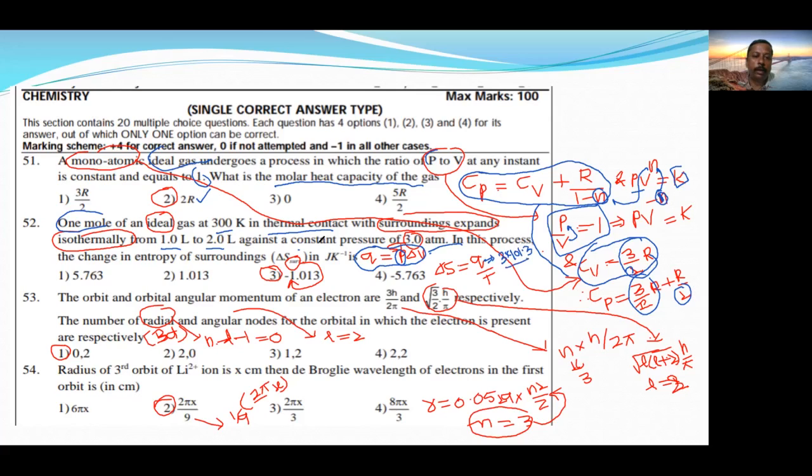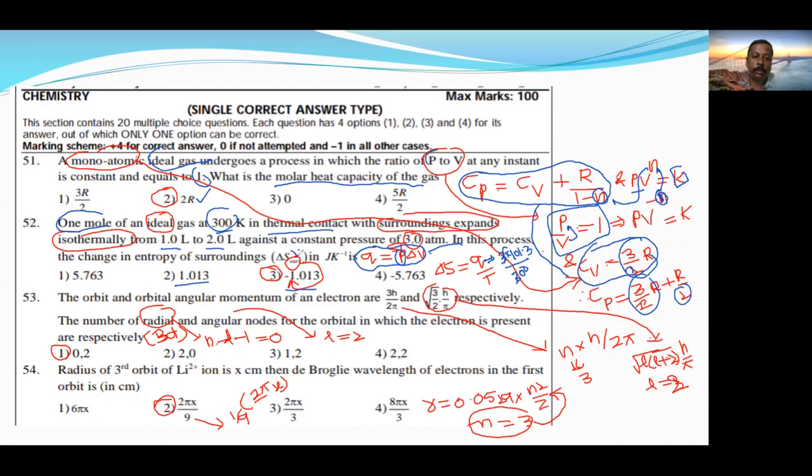Divided by the temperature, which is given as 300. On simplifying, you will get 1.013. That is not a problem. This 3 and this 3 will get cancelled. The answer will be 1.013. See here, traps: it is 1.013, it is minus 0.1.